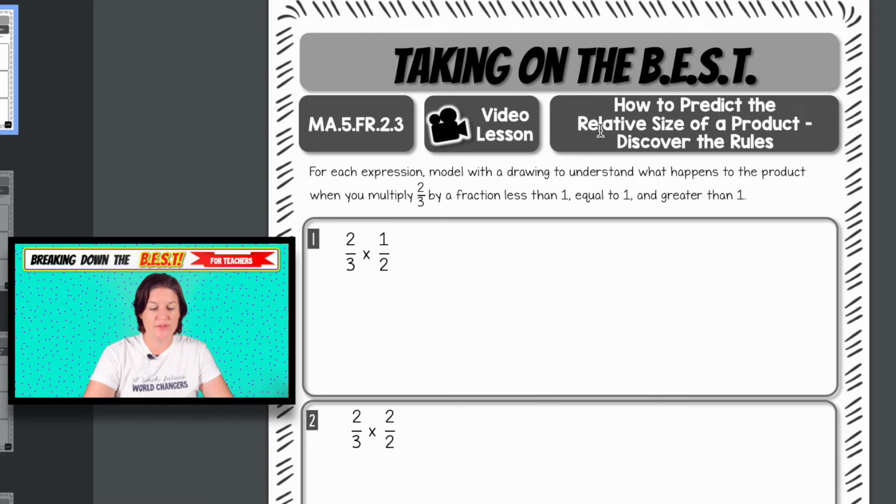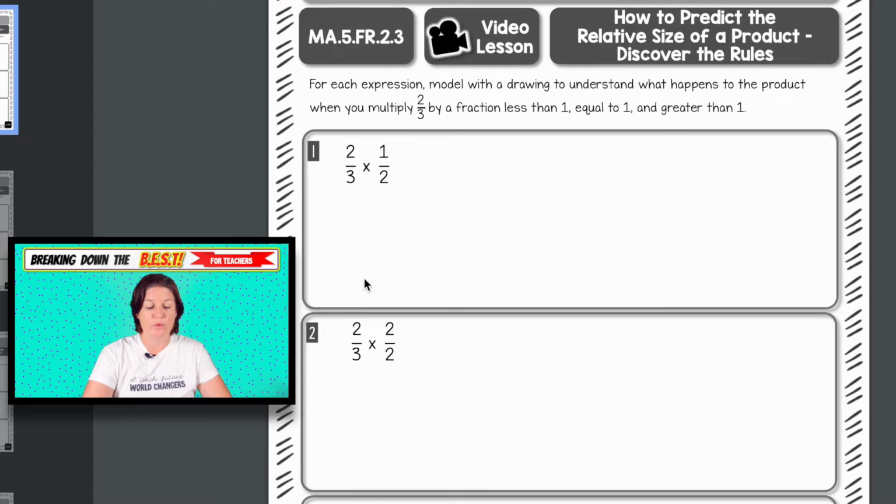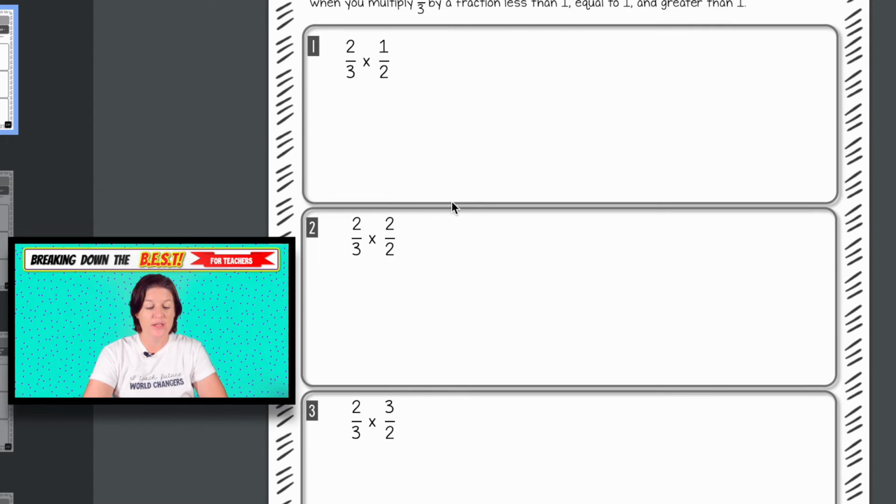Okay, so this one is the first video lesson, how to predict the relative size of a product, discovering the rules. For each expression, model with a drawing to understand what happens to the product when you multiply 2/3 by a fraction less than 1, equal to 1, and greater than 1. So we're going to use 2/3. We're going to model this now, multiplying by a fraction less than 1 to show that we get a value less than 2/3. Then multiply 2/3 times 2/2, which is equal to 1, and we'll include a model to show that it's equal to 2/3.